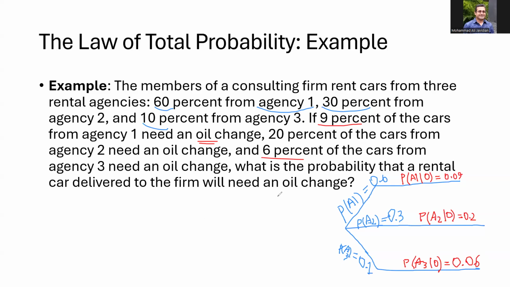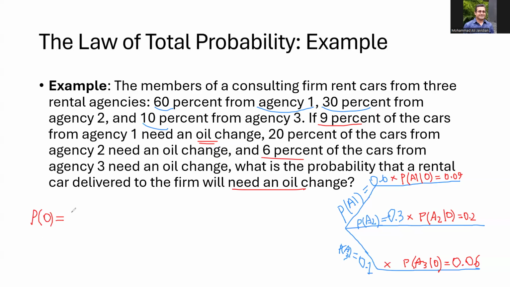So assume that we have ordered a rental car, and they deliver the car. What's the probability that this car needs an oil change? Yeah, that's the thing that we are interested in. So P of oil change, P of O equals what? So as we discussed, the total probability is the multiplication of the probability of each subspace times the conditional probability, and then we sum up all of them.